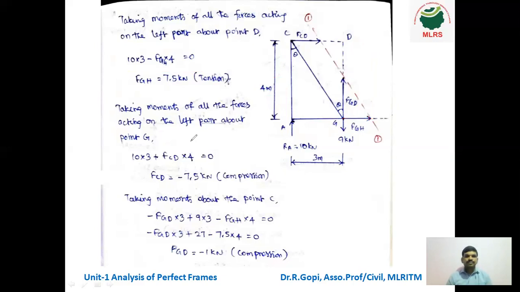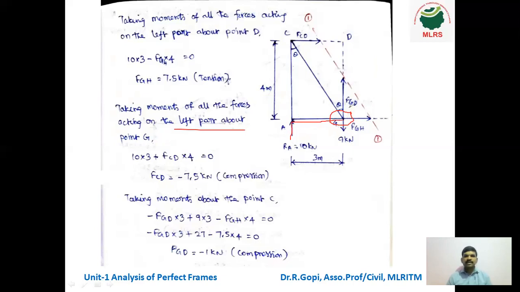Next, I am considering FCD. For FCD, where do I have to take moment? What is the opposite joint for FCD? G. So now I have to take moment of all the forces, taking moments of all the forces acting on the left part of the point G. Now, what are the forces? 10 into 3 meter. Force into perpendicular distance.